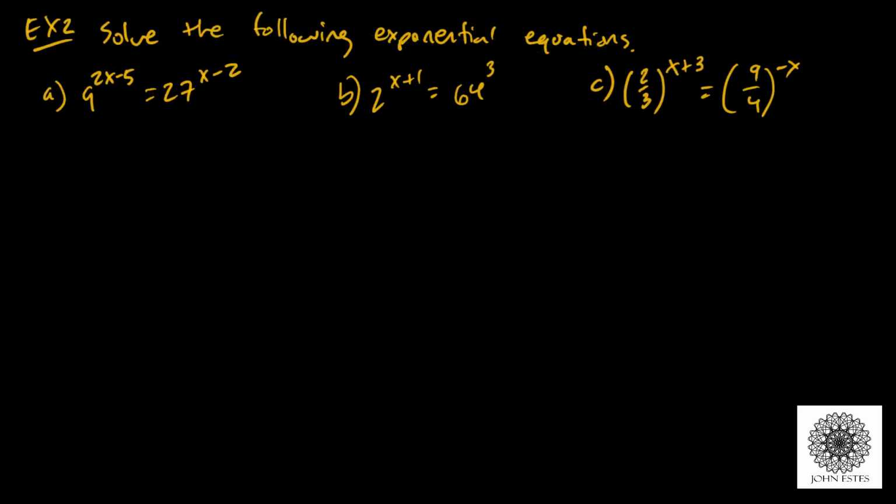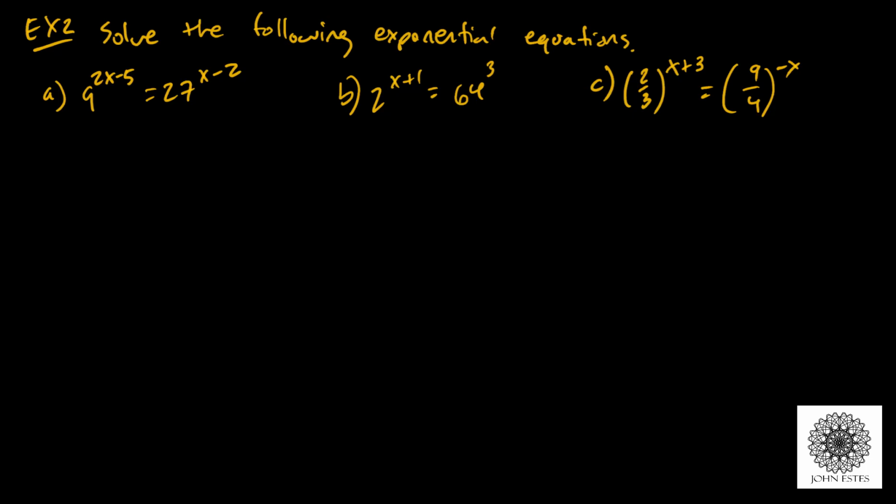Okay, so in example 2, we have the following exponential equations. For part A, we have 9 to the 2x minus 5 power equals 27 to the x minus 2 power. Now we're going to apply our steps. First, we try to get our exponentials isolated, which we have. The second thing, and this is the most important step, is can we find a common base? Can I write 9 and 27 as something to some power? Honestly, this comes with some practice. You'll start seeing that several of these numbers show up often. For example, 9 and 27 both show up often.